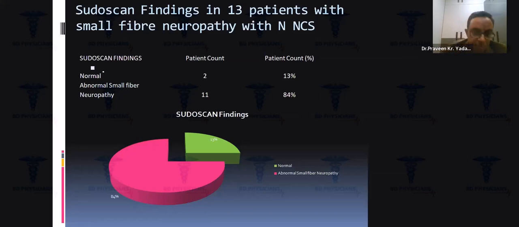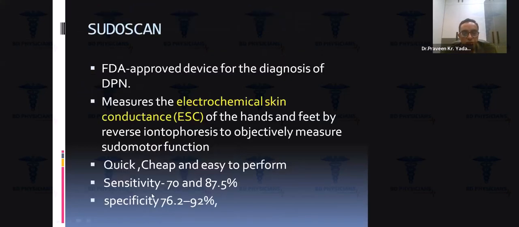So this shows that in patients who have a normal nerve conduction study, you have an 80 to 90% chance of detecting a small fiber neuropathy by using the pseudoscan. So this may be one easy to do, reliable and cheap test which can be done at low cost in areas where the expertise of skin biopsy is not available. So this is the sensitivity, 70 to 87.5%, and this is the specificity of this investigation.